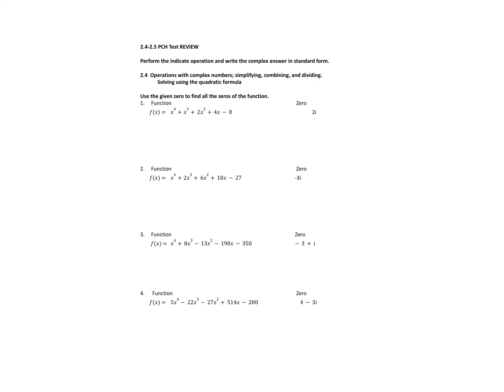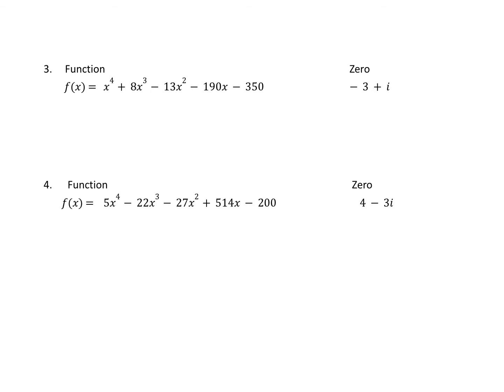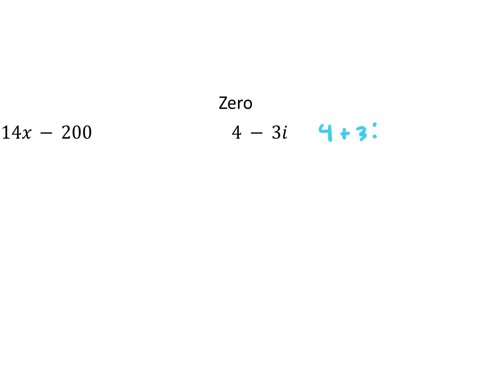So let's take a look at number 4. If one of our zeros is 4 minus 3i, what's another one? 4 plus 3i. So this in factored form would be x minus 4 minus 3i and x minus 4 plus 3i.